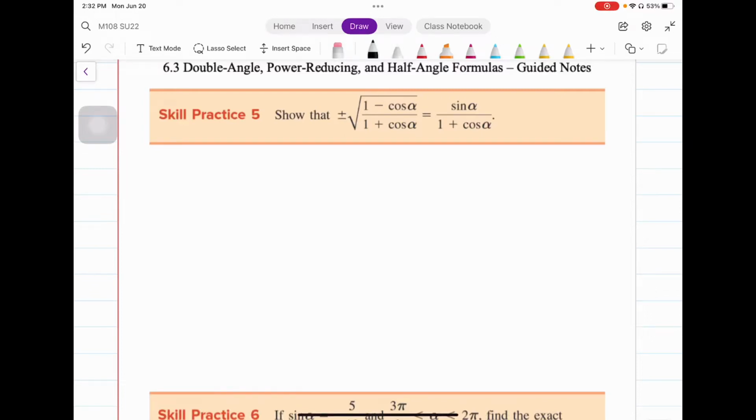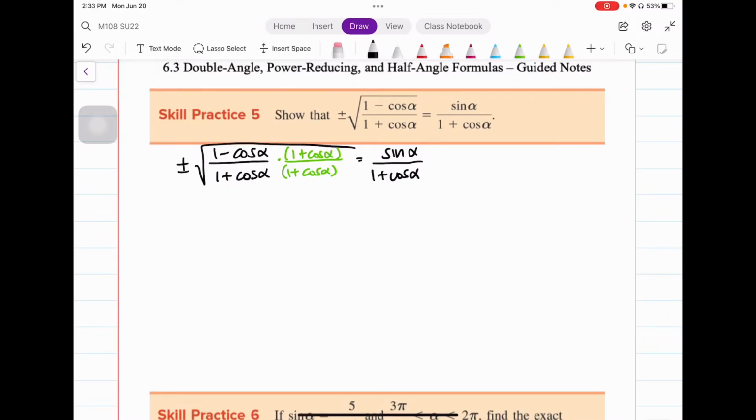To show that the square root of (1 minus cosine alpha) over (1 plus cosine alpha) equals sine alpha over 1 plus cosine alpha, I want to get rid of the root on the left-hand side. So what I want to do is, let's see if I can multiply by 1 plus cosine, and then see what happens when we get squared, because remember, if we square root something that's squared, we can get rid of the square root. So let's try that.